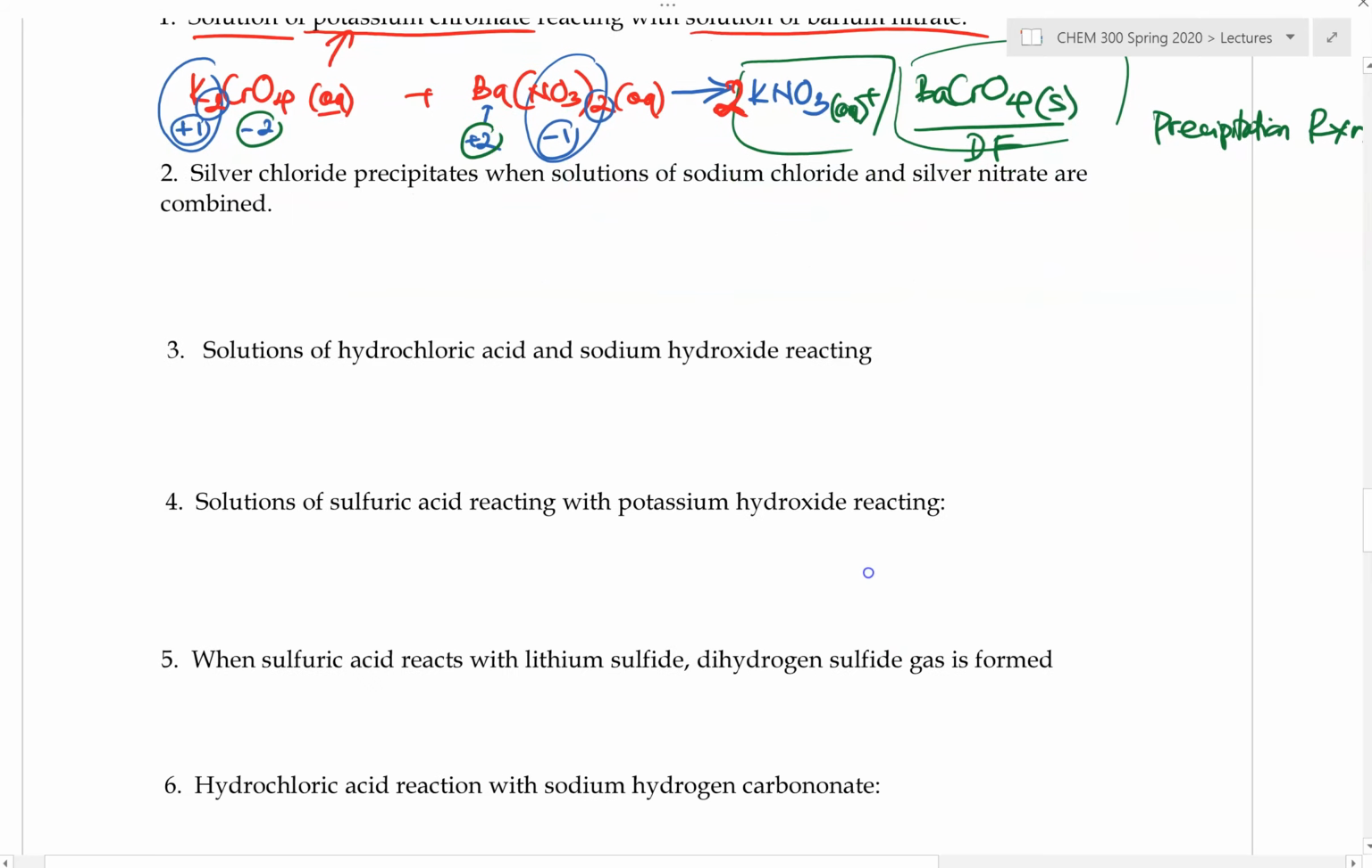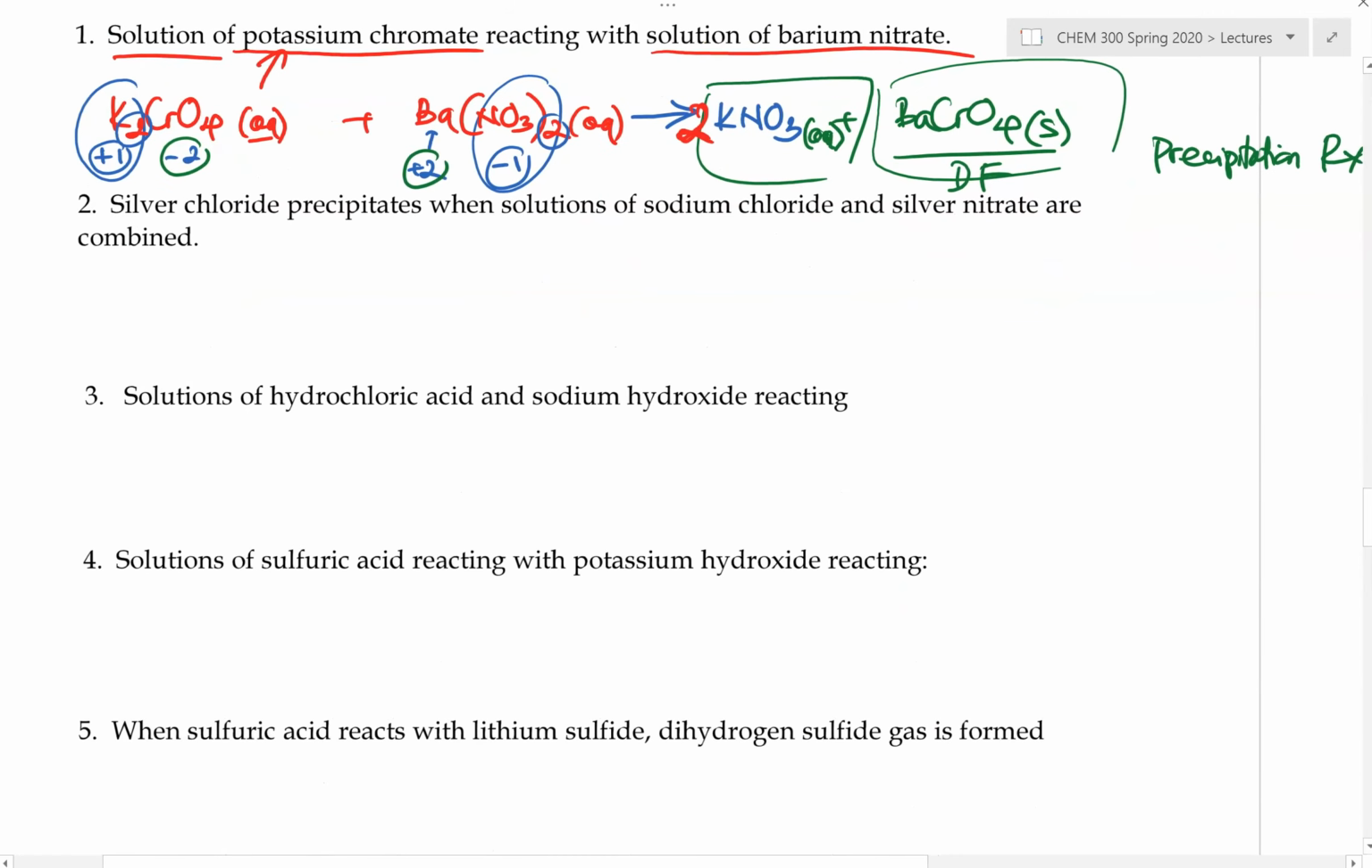Okay. Now let's try another example. Example number 2, silver chloride precipitate, which forms when solutions of sodium chloride and silver nitrate are combined. In this example, we're kind of giving away the product already. Let's say that we're not even given this product. Let's say this data is not given. All we have is a solution of sodium chloride reacting with a solution of silver nitrate. What will be the products if there is a reaction? And what will be the name of this type of reaction?